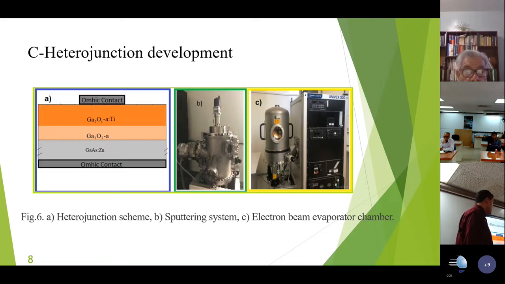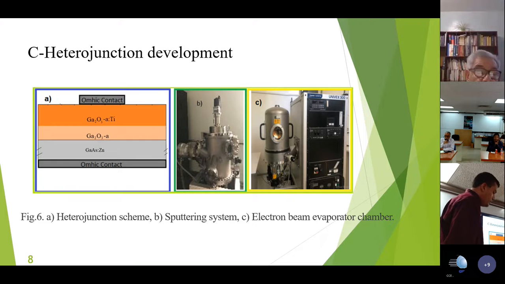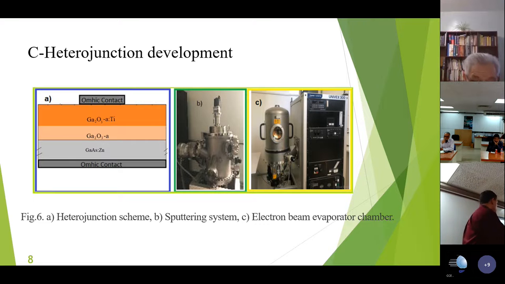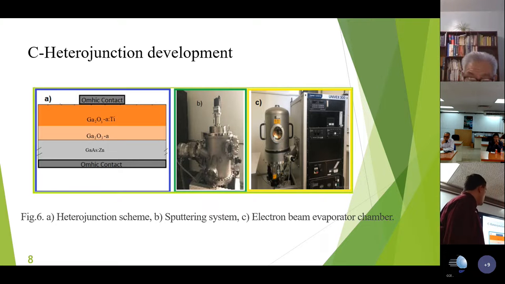And so we pass to the heterojunctions. So we have the first image, which is the scheme of the heterojunctions we aim to grow. We use the same equipment used in the films. We use sputtering. Well, what was the idea here? We wanted to use a crystalline substrate. In this case, it is gallium arsenide impurified with zinc. After the substrate, we grow a film of amorphous gallium oxide, this with no impurification, and the next film is gallium oxide with titanium.